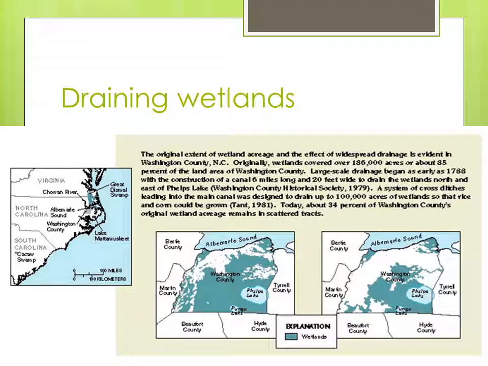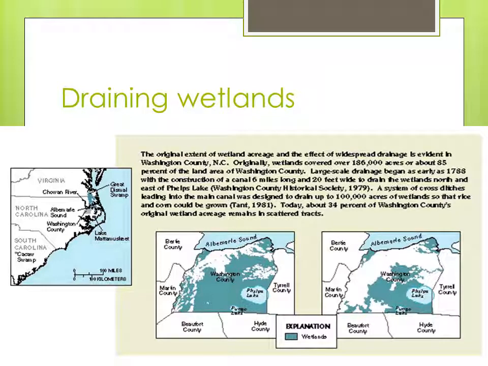And then finally, the draining of wetlands. In this particular example, it's looking at an area in North Carolina called Washington County. On the map on the left, you can see it's in the far northeast corner of North Carolina. And then they zoom in and show the area that was wetlands and now is not.